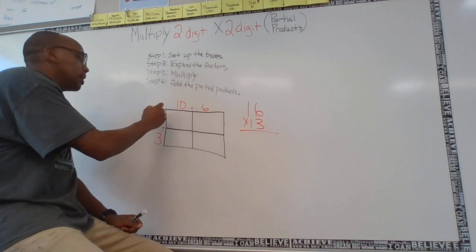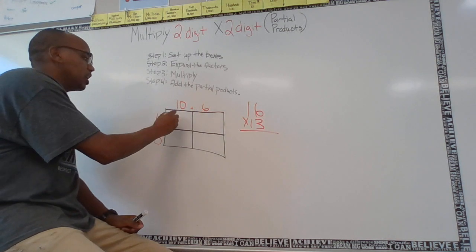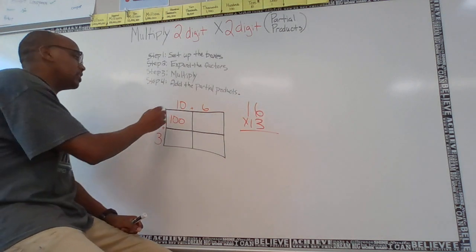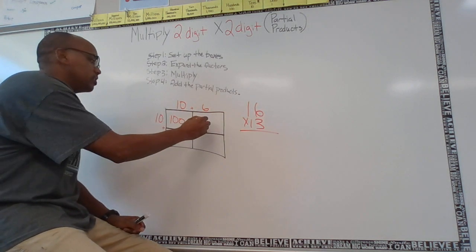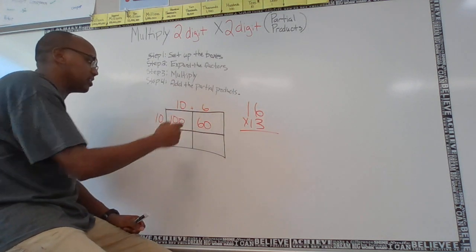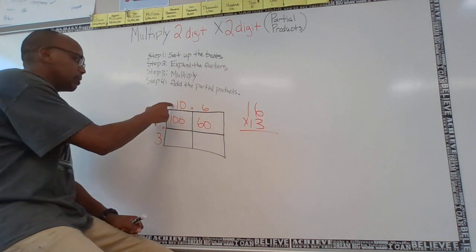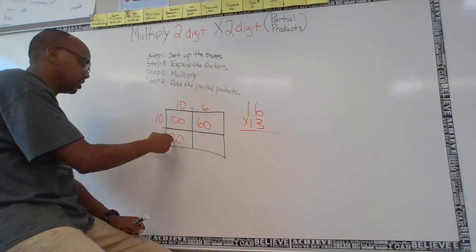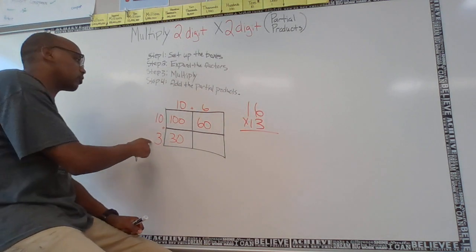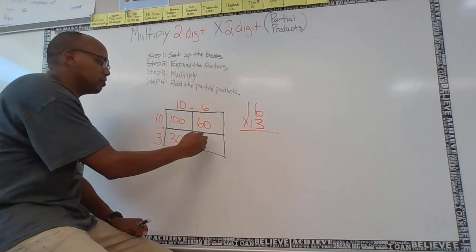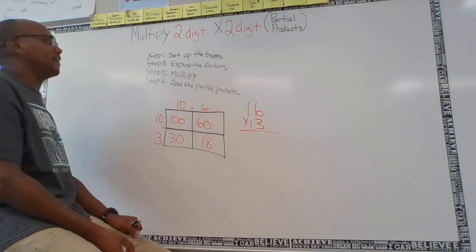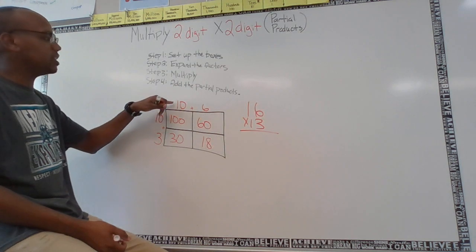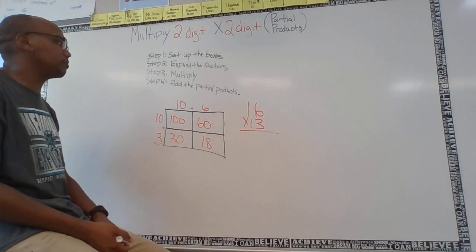Well, 1 times 1 is 1 with 2 zeros. That means 10 times 10 is 100, right? Well, 1 times 6 is 6, and I have 1 zero. That means 10 times 6 is 60. All right, 3 times 1 is 3, and I got 1 zero there. So 3 times 10 will give me 30. And 3 times 6, that's a basic fact of 18. Good. Step 3 is complete. I am multiplying each number across the top times each number on the left.